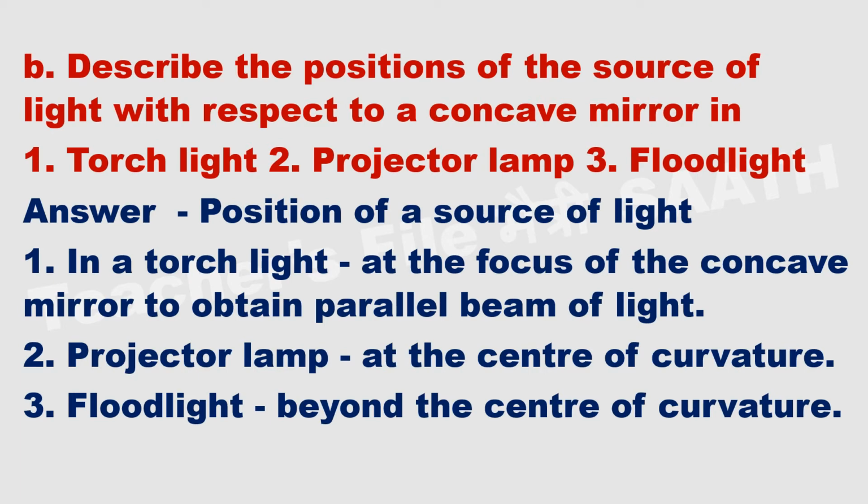Describe the positions of the source of light with respect to a concave mirror in a torch light, projector lamp, floodlight. Answer. Position of the source of light in a torch light: at the focus of the concave mirror to obtain a parallel beam of light. Projector lamp: at the center of curvature. Floodlight: beyond the center of curvature.